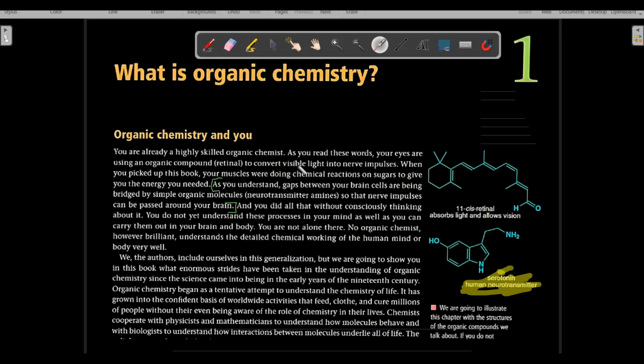Some energy was needed, so that was obtained by breaking down the sugar. And whatever you are watching right now, all the things which are visible to you, that is because of retinal. And as you are understanding this particular lecture, your brain cells are being bridged by such compounds, those are human neurotransmitters. So you are able to understand the lectures.